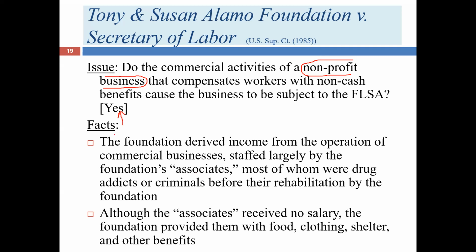Well, as these individuals were working, they received no salary, no money whatsoever. Now, they lived in the facility, so they were fed, they were clothed, they did have a roof over their head, they received other benefits. And so, what this foundation said is, we're taking care of these people, and they don't need money. We're rehabilitating them. They're our clients, they're not our employees.